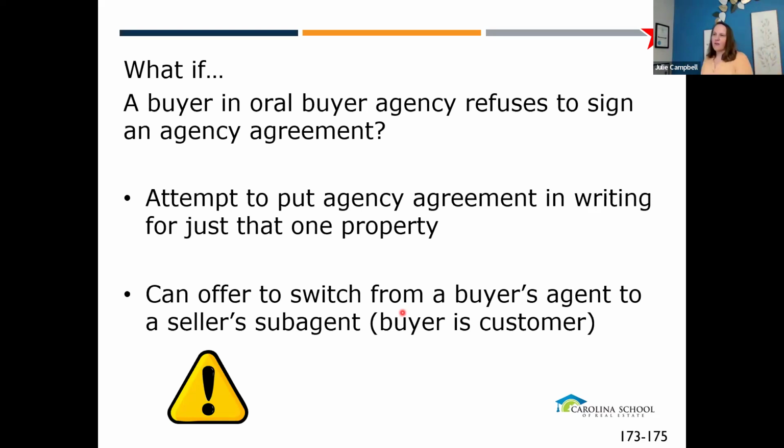The other reason why switching is not preferred is that the commission doesn't want us to get in the habit of acting like a buyer's agent without having the conversation of a buyer's agent, and then come to find out we're just seller sub-agents. That's not how you protect the consumer. We enter into these with express agreements. Oral buyer agency is an express agreement.